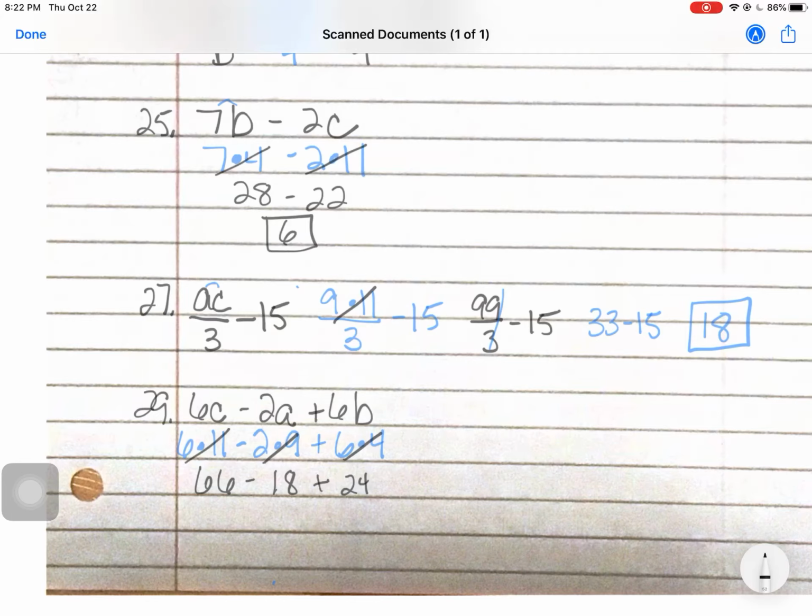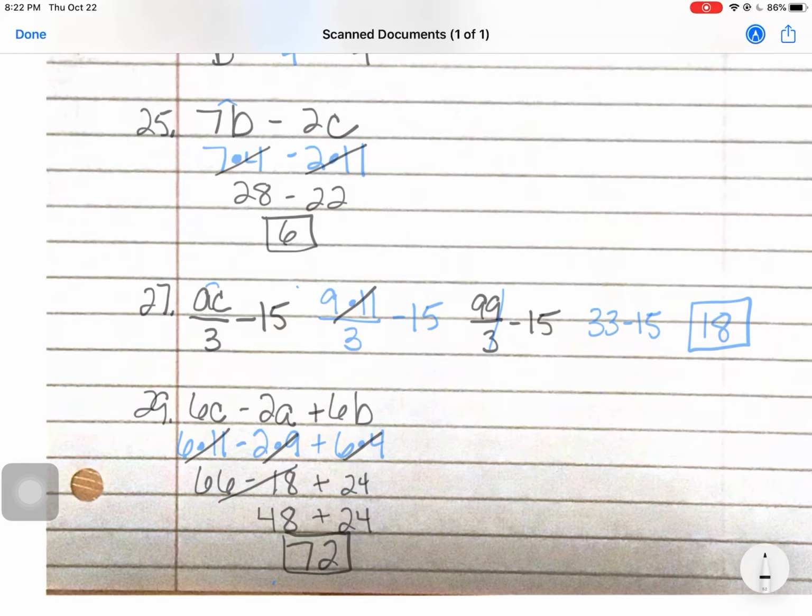Now, some people, again, say, I want to do this in a couple steps. So that's fine. If that works for you, we'll demonstrate that. 66 minus 18, and you know what? I think Miss Wetland prefers that you do it that way. Minus 48 plus 24. And 48 plus 24 is 72. Ooh, we had just enough paper.